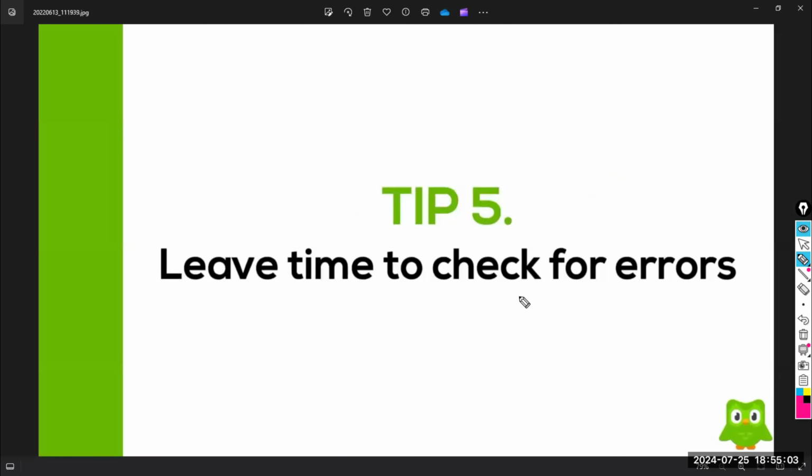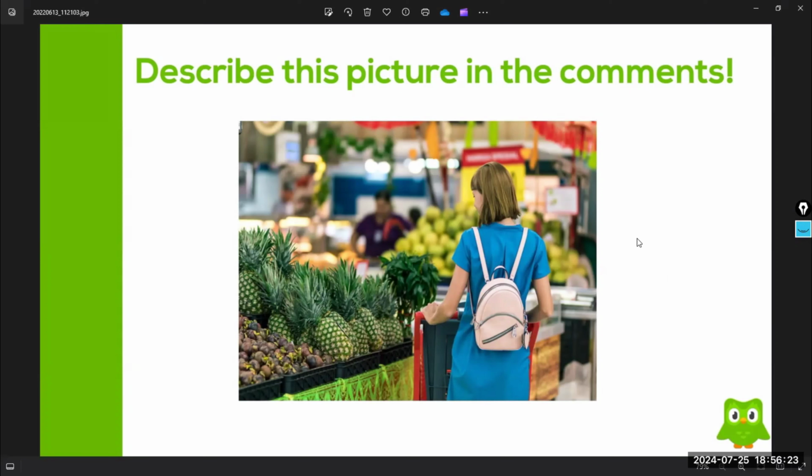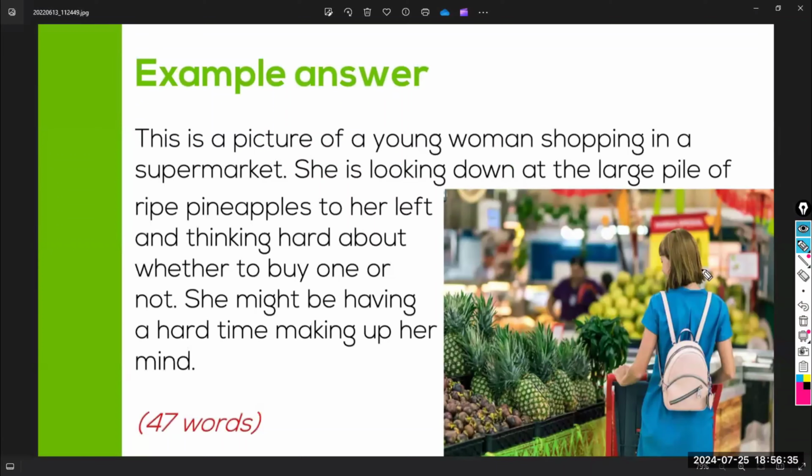Okay. Now, let me show you some examples about describing certain images. Let's talk about this image. Let's try to describe this picture just to show you the best description about this image. Now, this is the example answer. I have to say, this is a picture of, this is the introductory element, a young woman shopping in a supermarket.